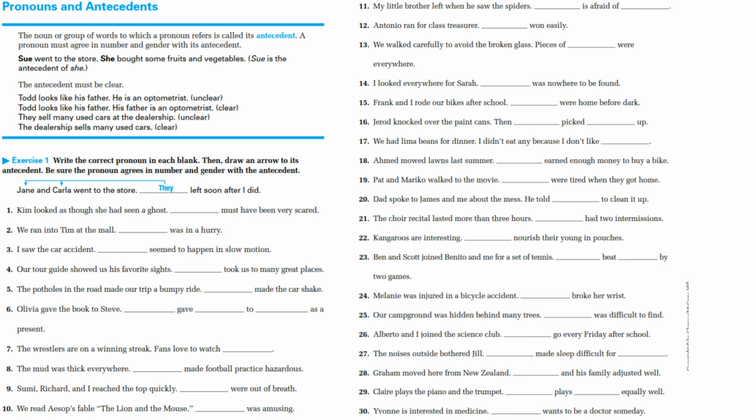A pronoun must always agree with its antecedent in number and gender, and it must be perfectly clear to the reader. If I say Todd looks like his father, he is an optometrist. That is unclear. We don't know who he is. We need to fix it by saying his father is an optometrist. For exercise 1, write the correct pronoun in the blank, and then draw an arrow pointing back to its antecedent noun. Pause the video now to complete your grammar practice.